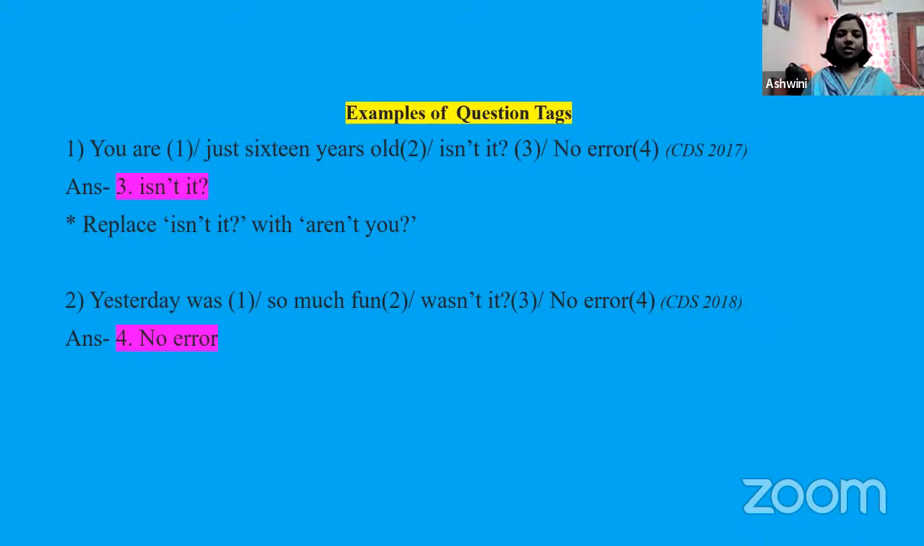Okay. Now, next example. This question is from CDS examination in 2018. Okay. Now, yesterday was so much fun, wasn't it?